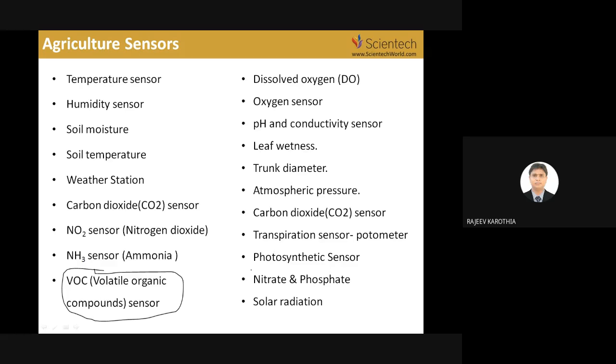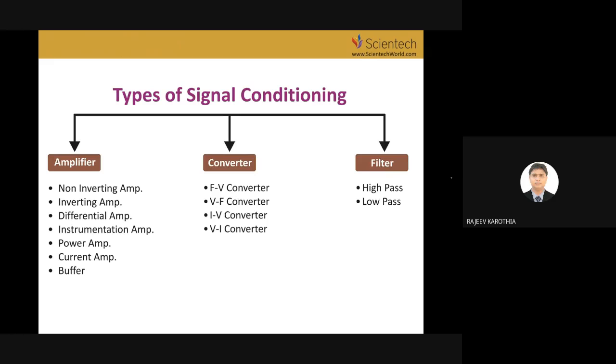Then some sensors which are relevant with the photosynthesis, nitrogen, phosphate that we have already. These are the NPK, and then solar radiation. So these are the different sensors for agriculture. Why I have put this slide, because we have discussed about this sensor now, so we have to learn these three things also. So whenever you have all these sensors, you should know about the amplifiers, different converters, different filters.